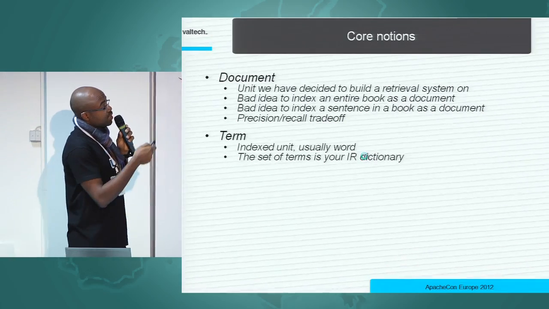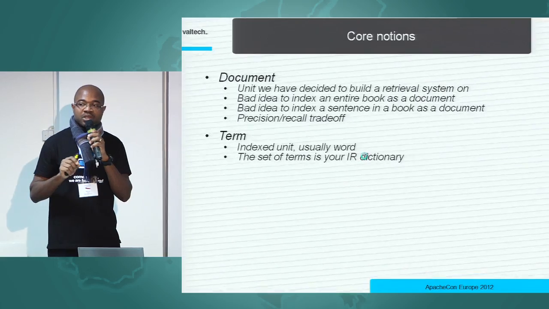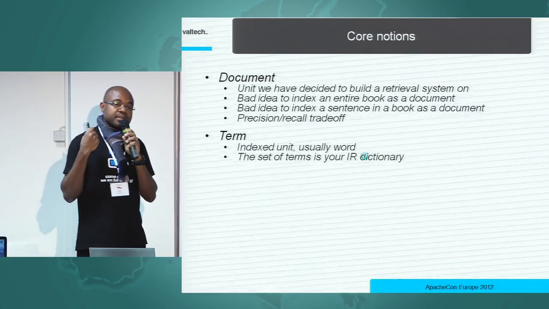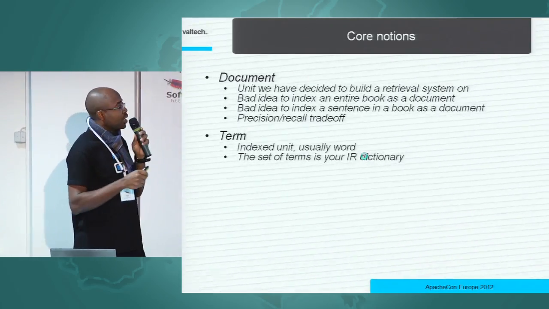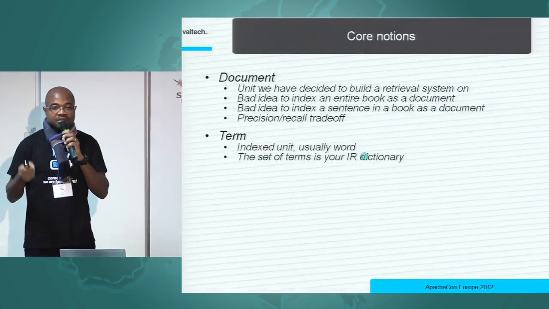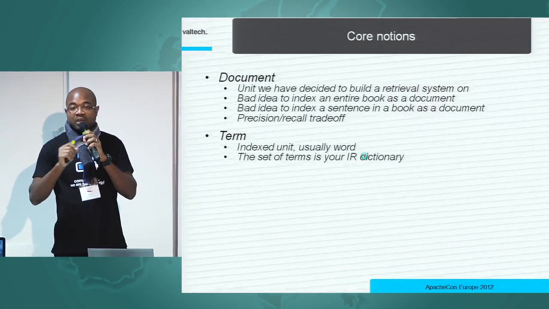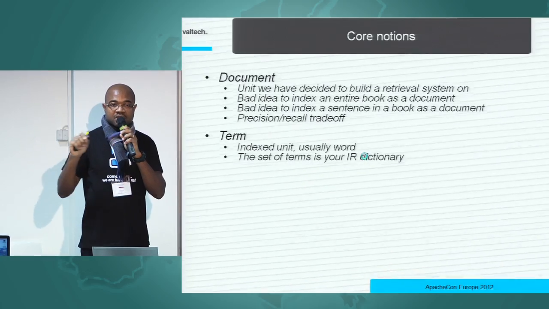The second notion is the term. That is the index's unit. Usually we just say word, but in information retrieval it is not called word. It is just called term, and it is the set of terms from your dictionary. So if a term is not available in the index, you cannot find it. So you have zero results.